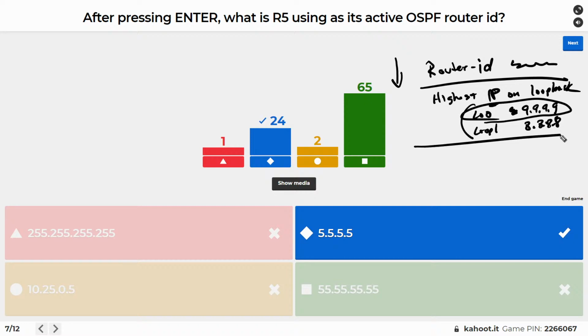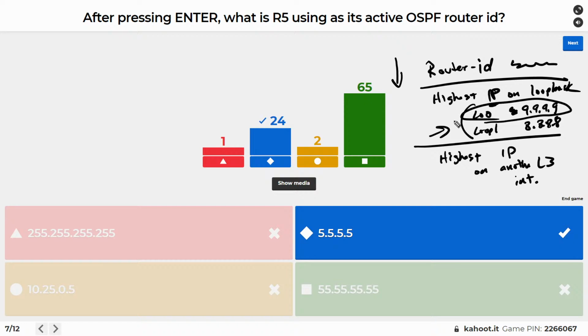And if there are no loopbacks, like, hey, I didn't create a loopback, I don't need a loopback, whatever reason you decided not to use a loopback, and you didn't configure a router ID, it's then going to use the highest IP on another layer 3 interface. That could be a switched virtual interface on a multilayer switch. It could be a subinterface if you're doing router on a stick. It could be a traditional layer 3 interface on a router if you're just doing traditional routing.